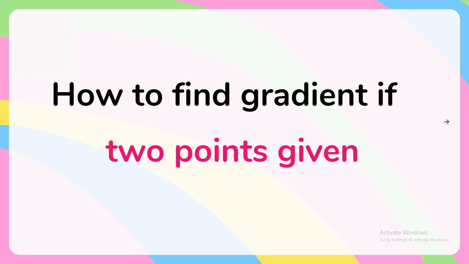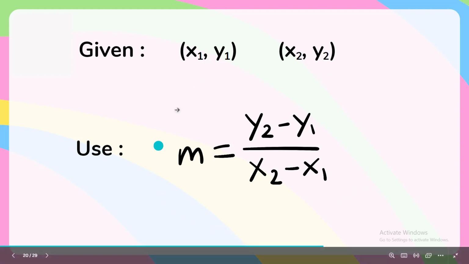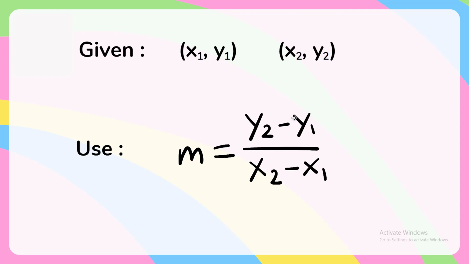Okay. So how to find gradient if 2 points are given? They'll give you 2 points, x1, y1, x2, y2. If they give you these 2 points, how are we going to find the gradient? For that we'll be using change in y by change in x. In the previous video we mentioned how to identify gradient if they give you the graph.